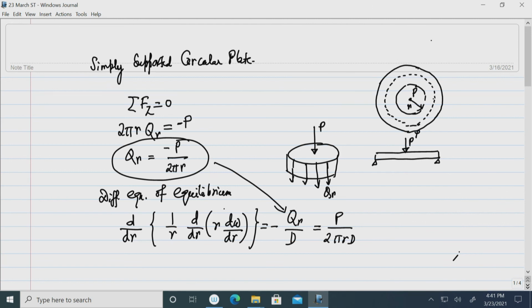So, the equilibrium of vertical forces is considered for this slide, and we have seen that the q r can be related with the externally applied load as minus p by 2 pi r. So, differential equation of equilibrium is now d by dr 1 by r d by dr r dw by dr equal to p by 2 pi r d. Okay.